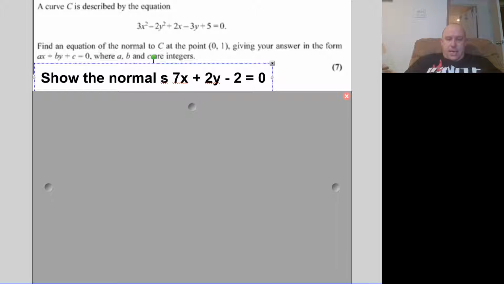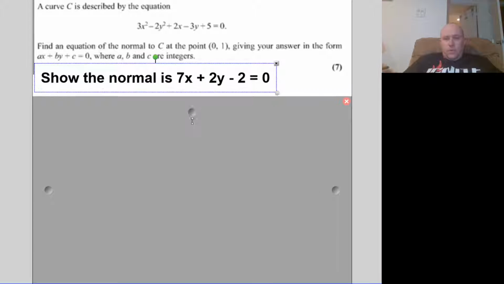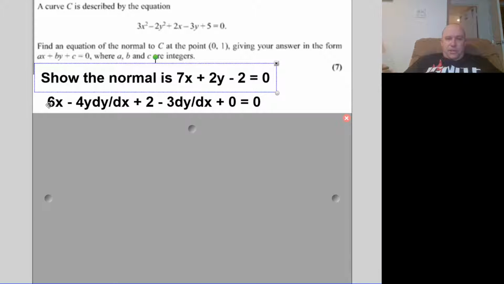That's supposed to say is. There we go. So you would differentiate, so 6x minus 4y, as it's a y, dy by dx. Differential of 2x is 2. Differential of negative 3y is negative 3 dy by dx, as there's a y here. Differential of 5 is 0. And differential of 0 is 0.